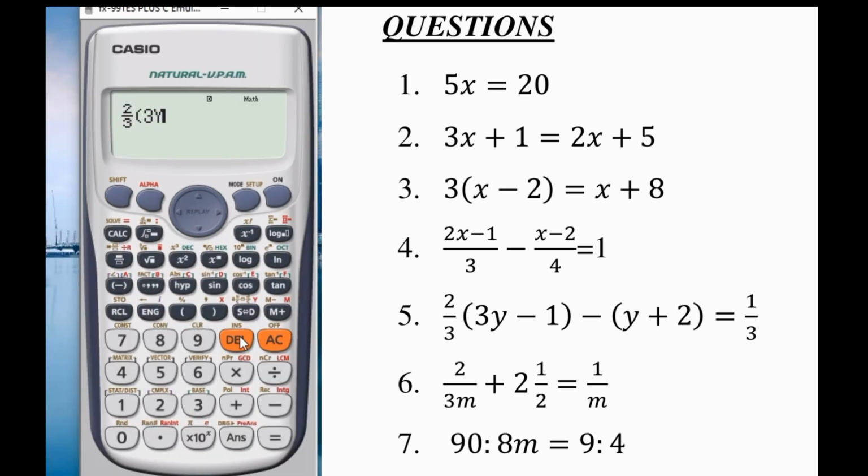So instead of this, you have to rather use x in place of the y. Alpha and bracket close. Minus 1. Then I close my bracket. Okay. Minus another bracket of y plus 2. So in place of the y, I use x. X plus 2.